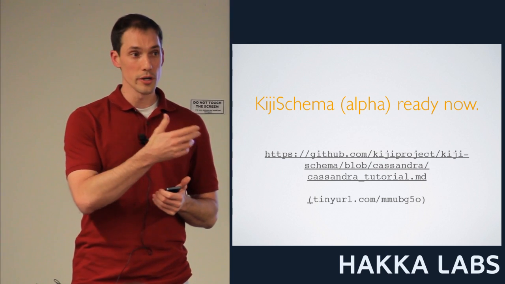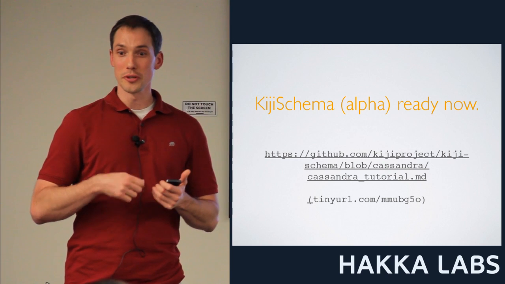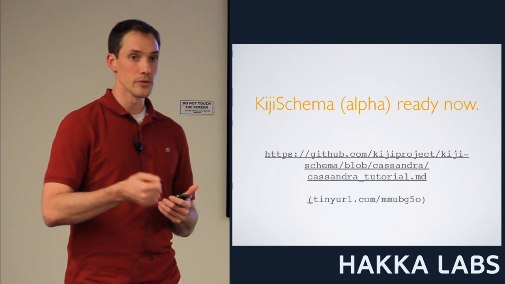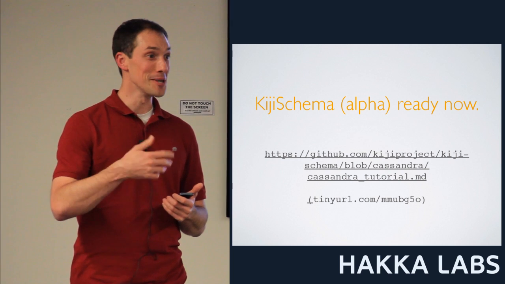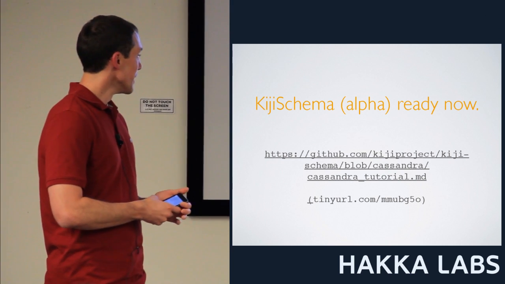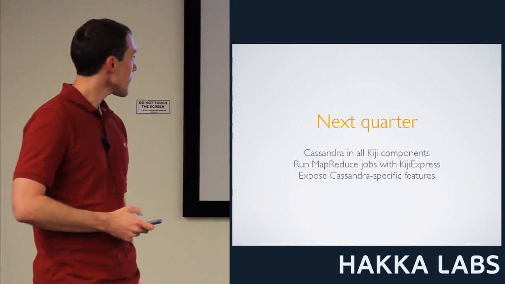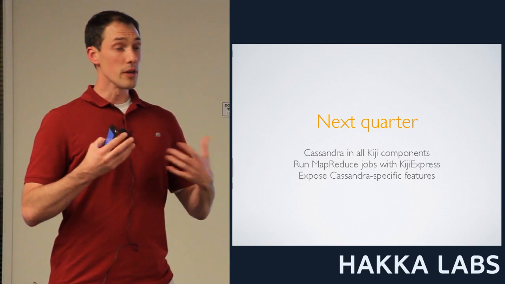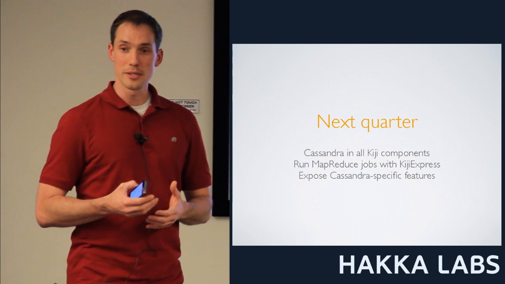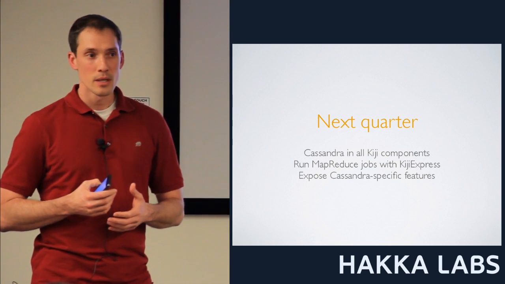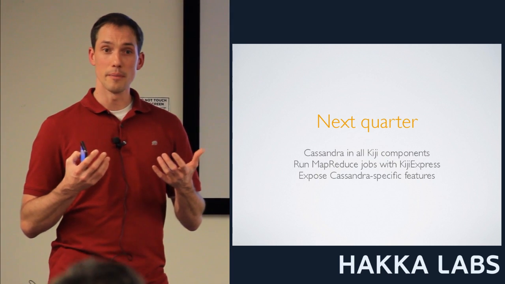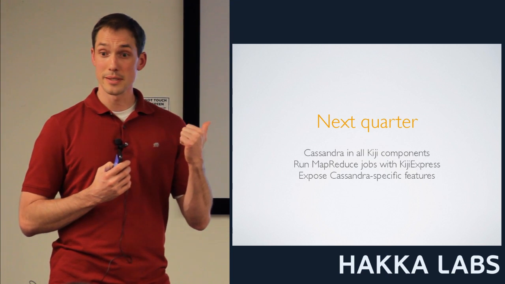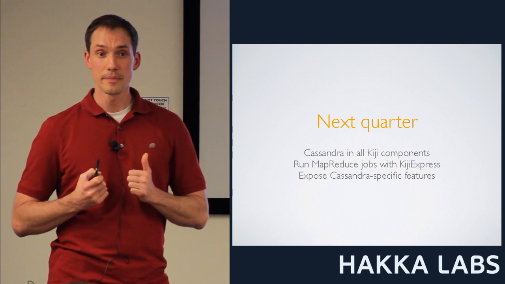We have a little tutorial that lets you build a phone book that uses a Cassandra Kiji table. So you can write data to it, read it back, delete entries, and so on. Over the next quarter, we'll add support for all of the other components in the Kiji ecosystem to run on top of Cassandra. Now, the majority of the work in modifying Kiji to work on top of Cassandra was building this Cassandra version of Kiji schema.